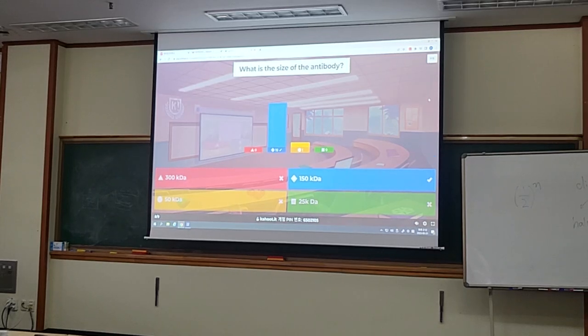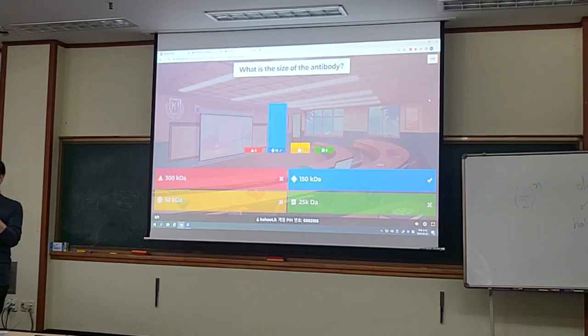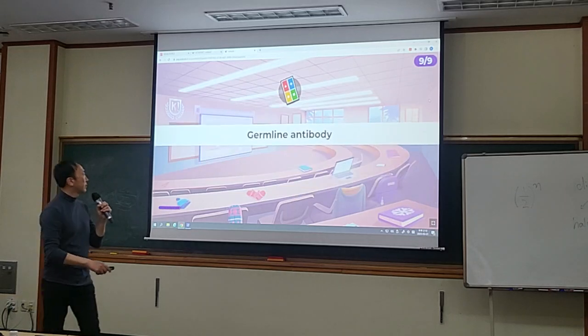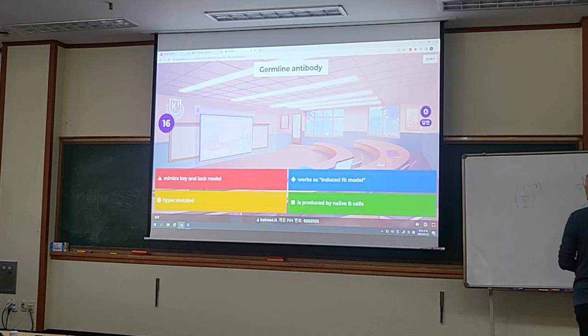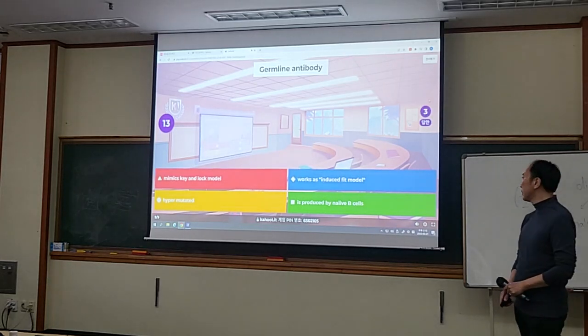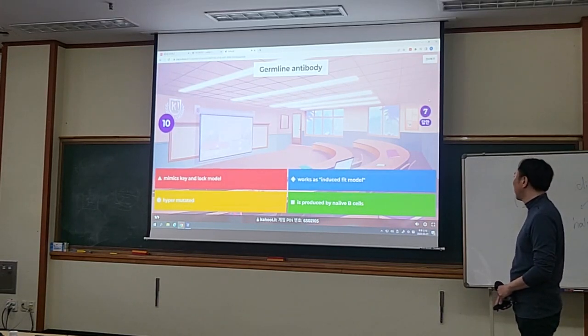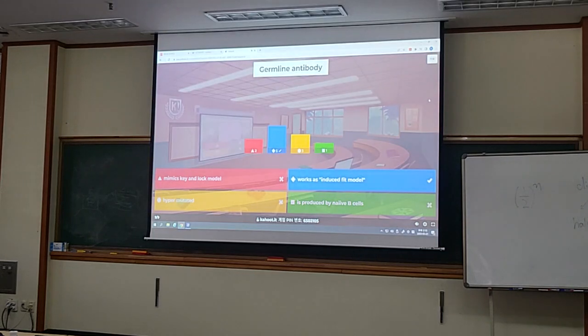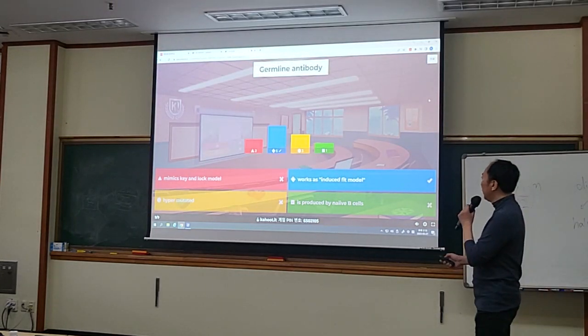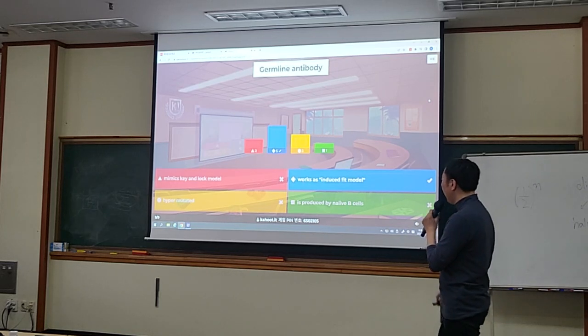Okay, very good. Wow, look at that. One antibody is approximately 150,000 daltons in size. Those details we will talk about later. These two we are going to compare later.